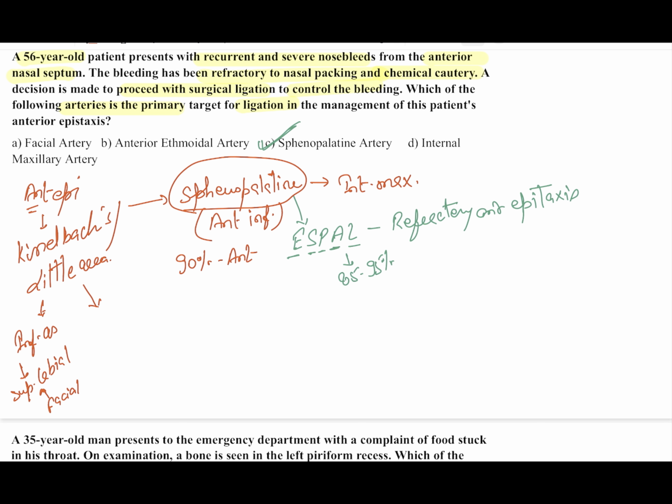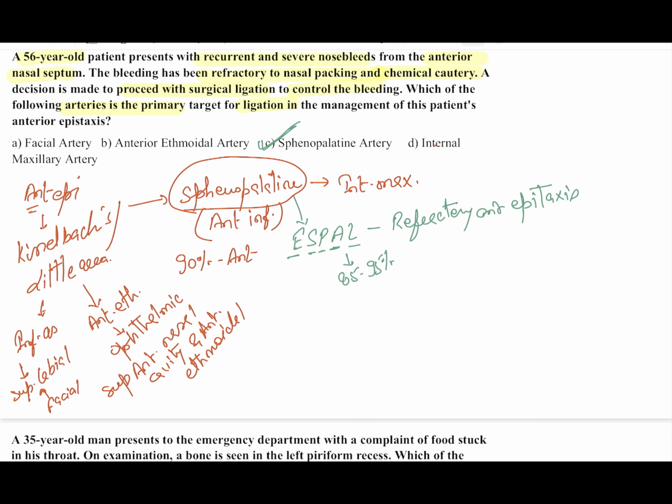Next option, anterior ethmoidal artery. The anterior ethmoidal artery is a branch of the ophthalmic artery. It supplies the superior anterior nasal cavity and the anterior ethmoidal cells. This is also a minor contributor to Kiesselbach's plexus. That's why it is not the correct answer. If the question had mentioned bleeding from the superior anterior nose or roof, then this would be the answer.